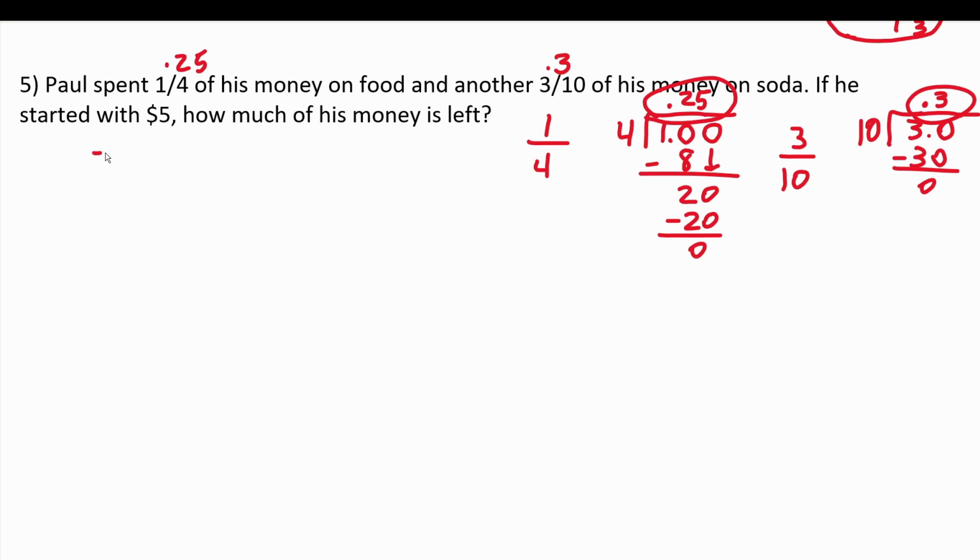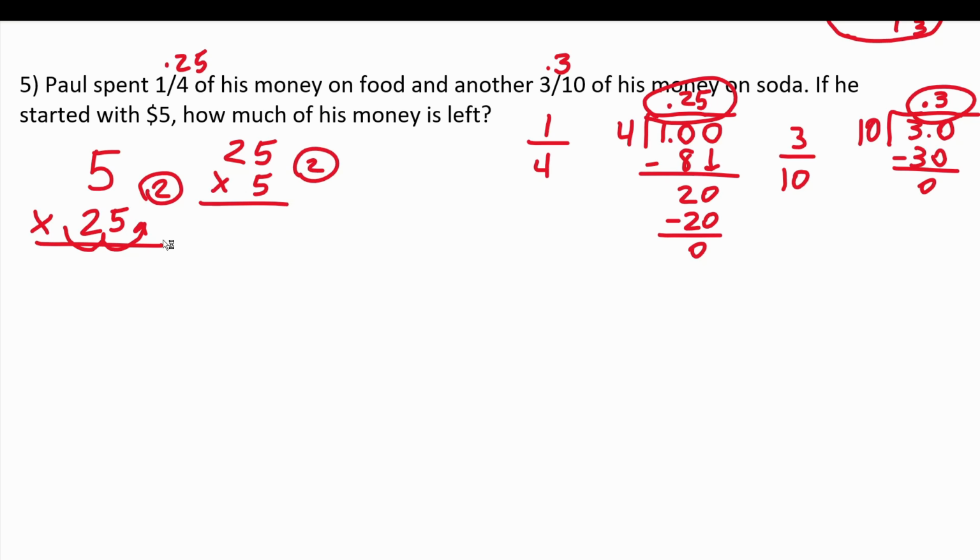So we know he starts with $5 and he spent 1/4 of his money on food. So we're going to take 5, we're going to multiply it by 0.25, which is the same as 1/4. And we're multiplying a whole number and a decimal now. To proceed, I'm going to shift this decimal 2 times to the right. I'm going to take note of that, and this becomes 25 times 5, albeit with those 2 decimals that I shifted to the right here to shift back into the left.